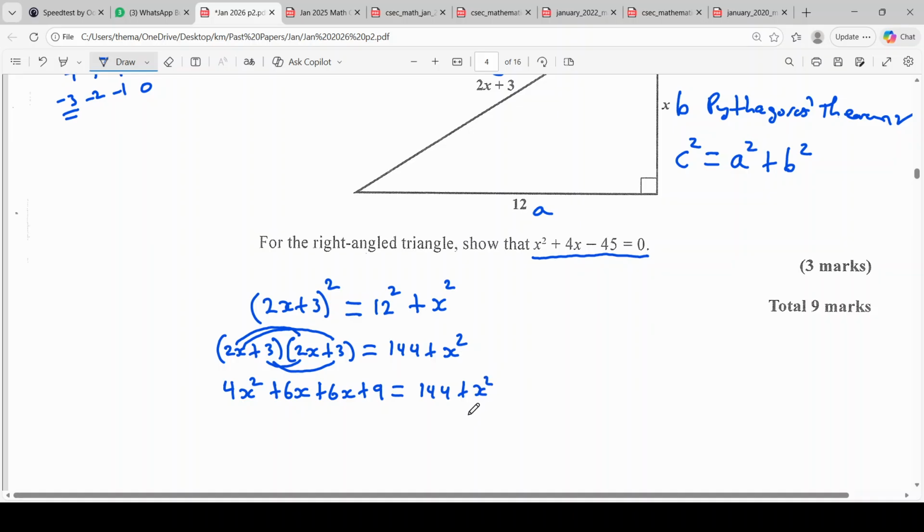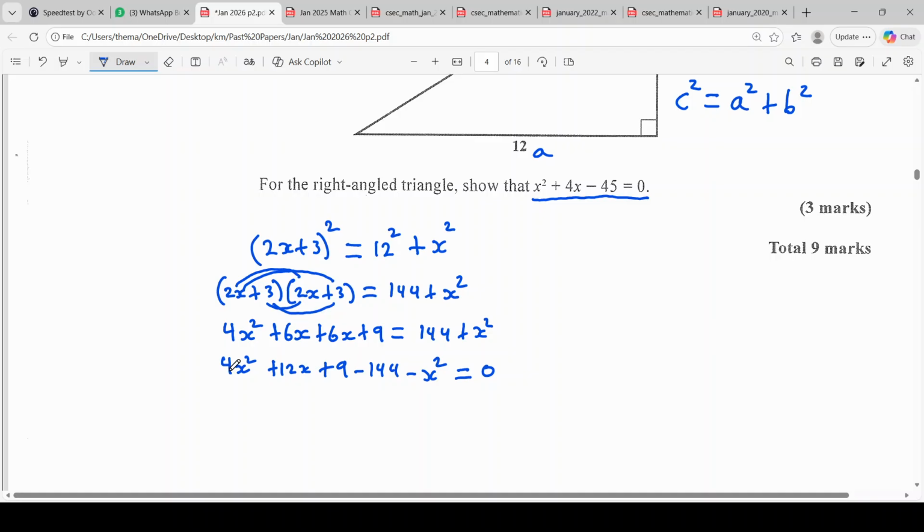Right, and then we start to simplify here. We add the like terms. But then we look at the question. They want it equal to 0. So they want nothing on the right hand side. So therefore we need to take the right hand side and carry it across to the left hand side. So this side will become 4x squared, 6 and 6 is 12x plus 9. We bring the 144 across, that will become minus 144. We bring the x squared across, it becomes minus x squared. And since we move everything across, the right side will be 0.